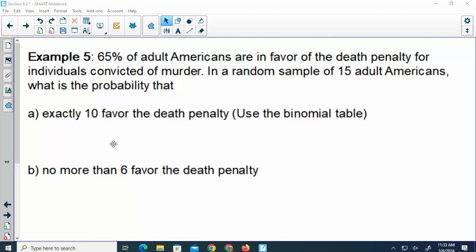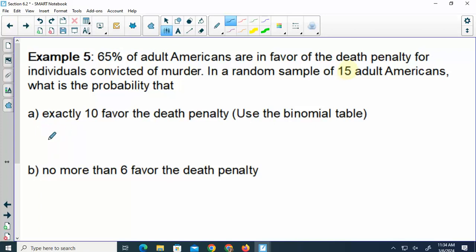65% of adult Americans are in favor of the death penalty for individuals convicted of murder. In a random sample of 15 adult Americans, what is the following probability? So, why is this binomial? Fixed number, we only have 15 that we're going to look at. There's two possible answers, either they support this or they don't. And they're independent, we're just taking 15 random Americans, not 15 people in the same class or something like that. So find the probability that exactly 10 are in favor.